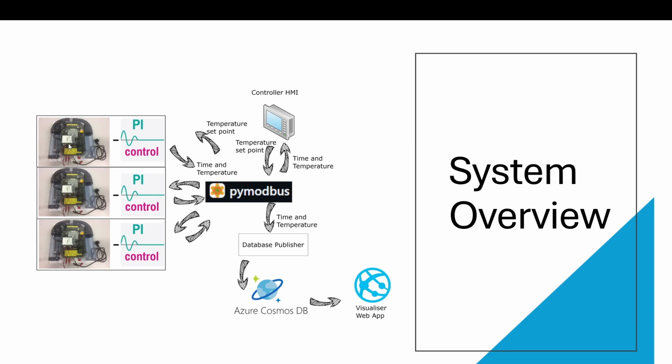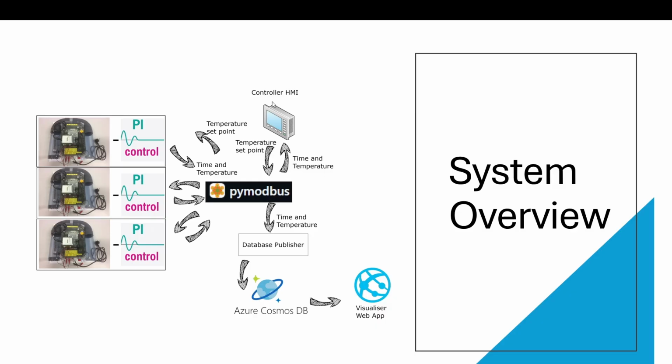The PI controller communicates directly with the air heater. In this case, this is the real air heater. A simulator was used here, but the solution was also tested with a real air heater. Temperature and time are taken from the air heater control system, and a temperature set point is sent to the PI controller to use. This is all via the PI Modbus server, which we'll come back to.